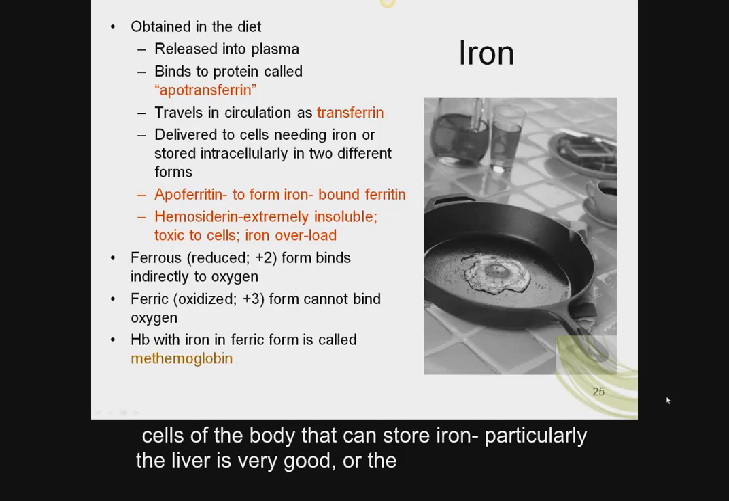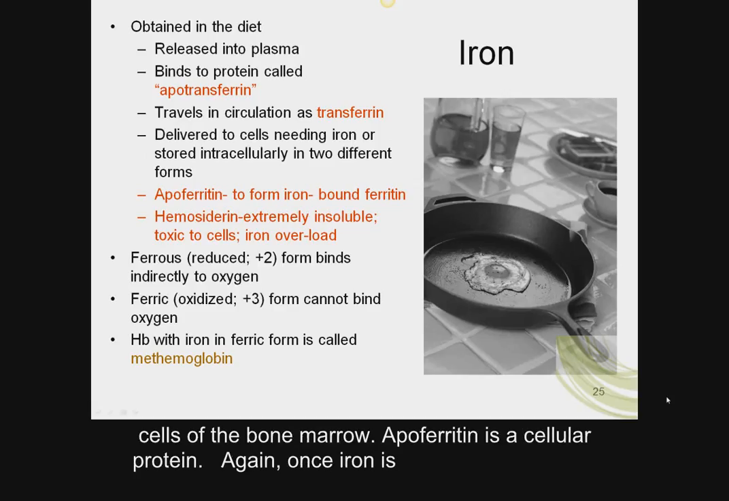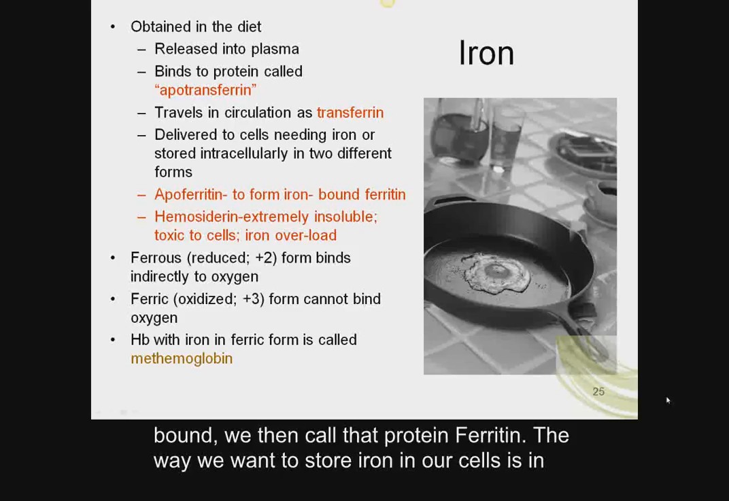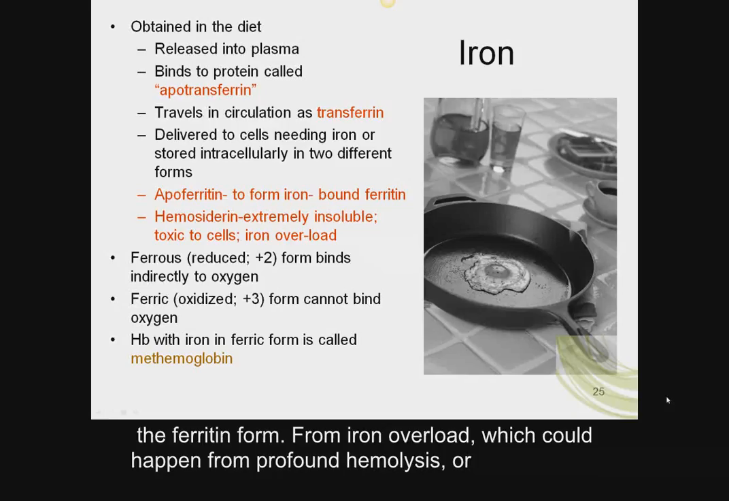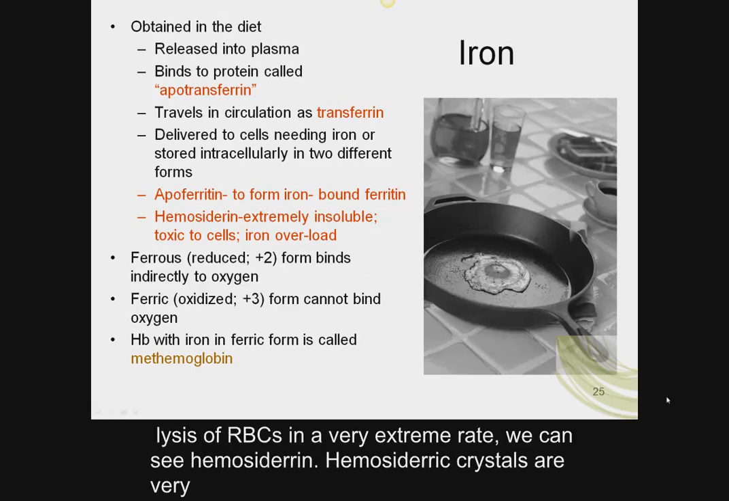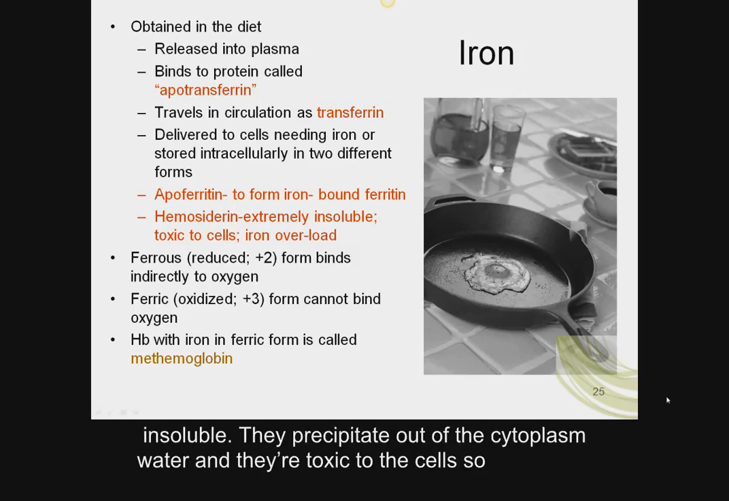Apoferritin is a cellular protein, and once again, when iron is bound to it, we then call that protein ferritin. We drop the apo. The way we want to store iron in our cells is in the ferritin form. From iron overload, which could happen from profound hemolysis or lysis of red blood cells in a very extreme rate, we can then see iron stored as hemosiderin. Hemosiderin crystals are very insoluble. They precipitate out of the cytoplasmic water, and they're toxic to the cells, and the cells will die.